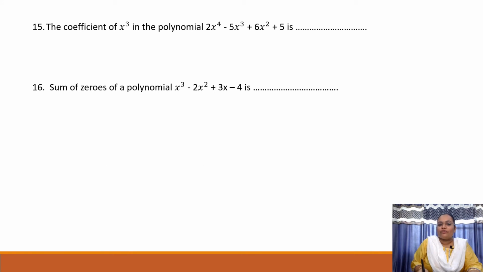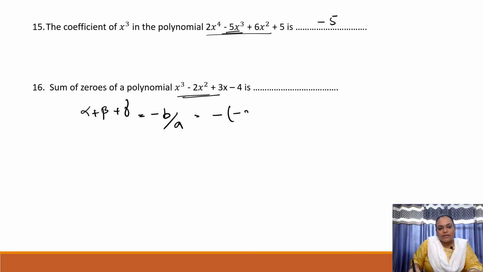The coefficient of x cube in the given polynomial. So what is the coefficient of x cube? Which is minus 5, right? Sum of zeros of a cubic polynomial. What is sum of zeros? Sum of zeros is alpha plus beta plus gamma. This is a cubic polynomial, right? It is alpha plus beta plus gamma is equal to minus b by a. What is minus b? Minus b is minus of minus 2 by a is 1, which is 2.